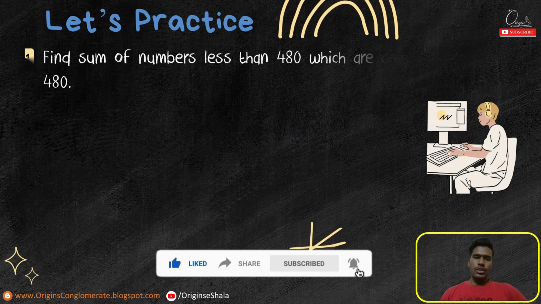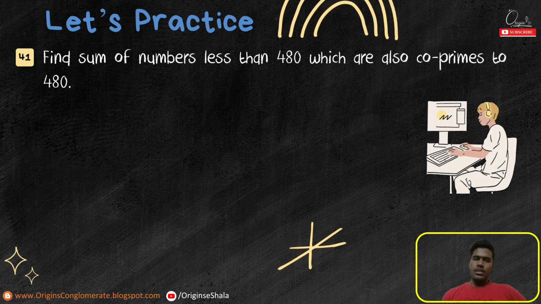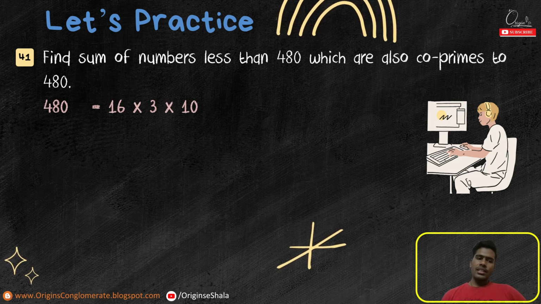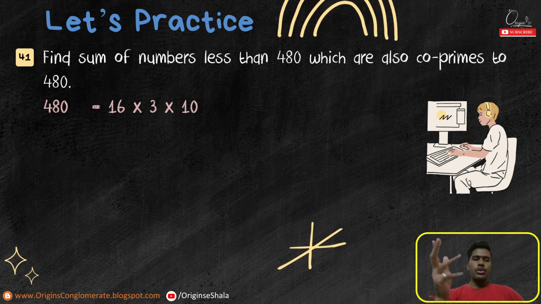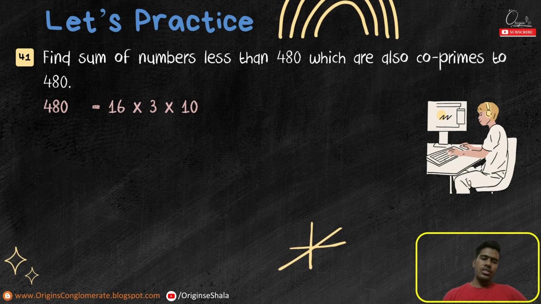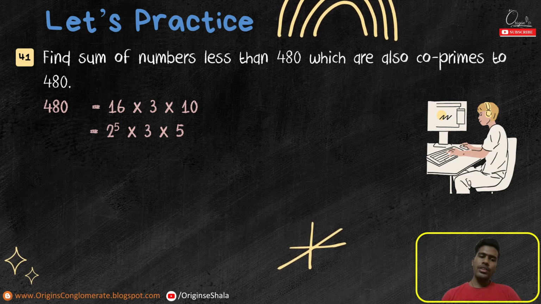For our first practice set, let's take 480. We have to find the sum of numbers which are less than 480 and also coprime to 480. Now I'm going to prime factorize it in a smart way as usual. We know 48 is 16 times 3, and for the 0 we will add 10. Now 16 is 2 raised to 4, and from 10 also I will get 2. So 2 raised to 5 into 3 into 5.